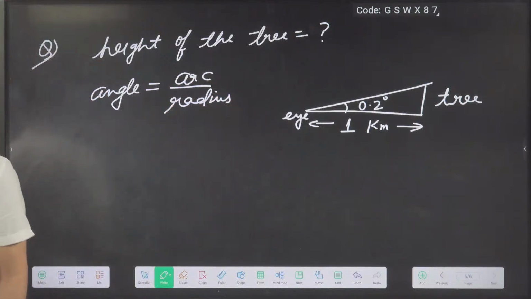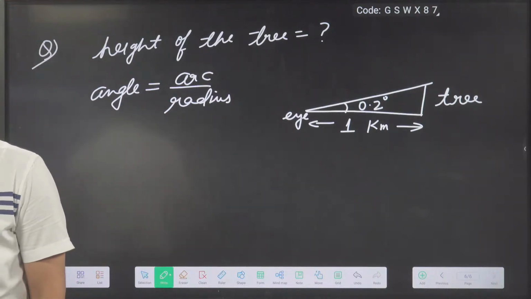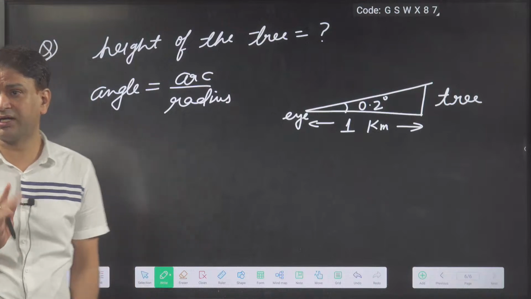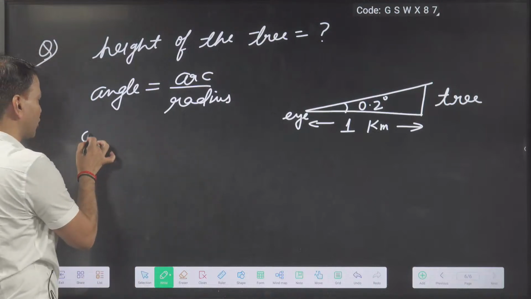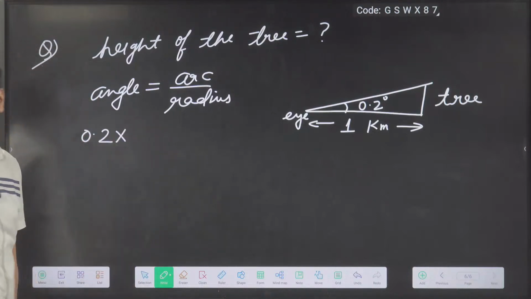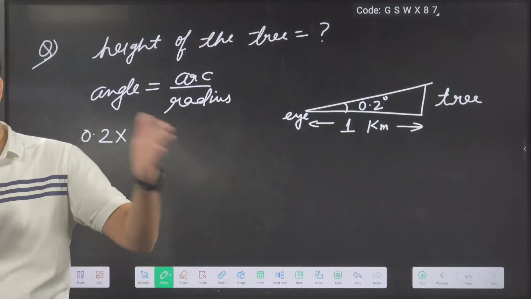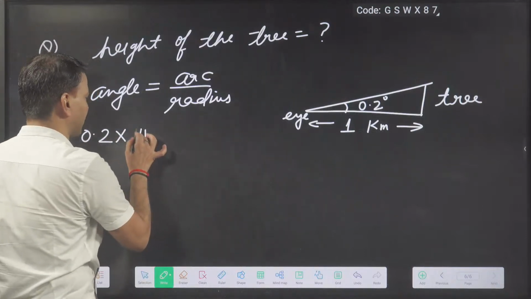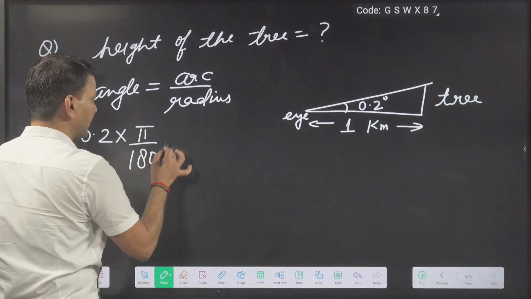Which unit of angle will I use? I will use the angle in radian. I said in the first class, for this formula we will use the angle in radian. Now 0.2 degree, how will we convert degree into radian? Degree to radian, magnitude will decrease, so we multiply by pi by 180. That is equal to arc.